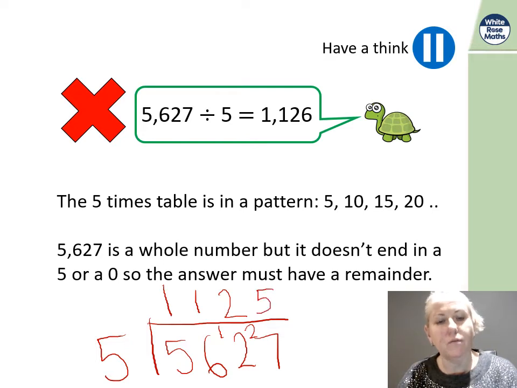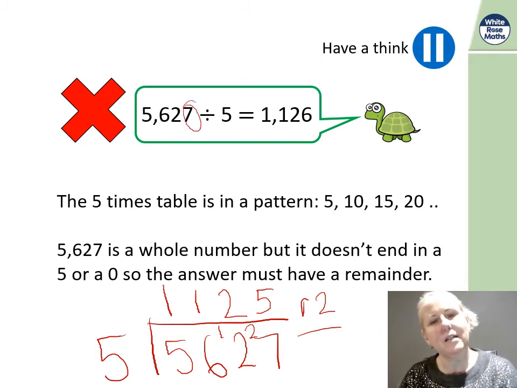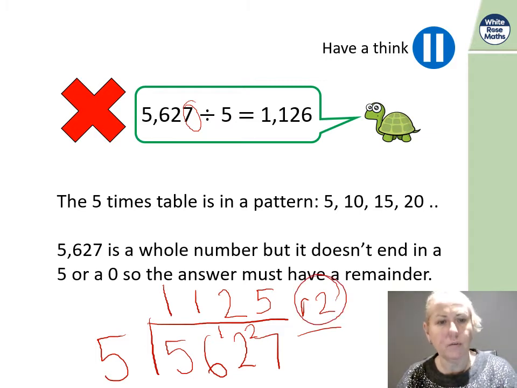Take me to 25, 26, 27. I'm going to have a remainder of 2. And you could tell that really by that having a 7 on the end, that there would be a remainder of 2. If that was a 5 on the end, if that had been 25, there would have been no remainder.